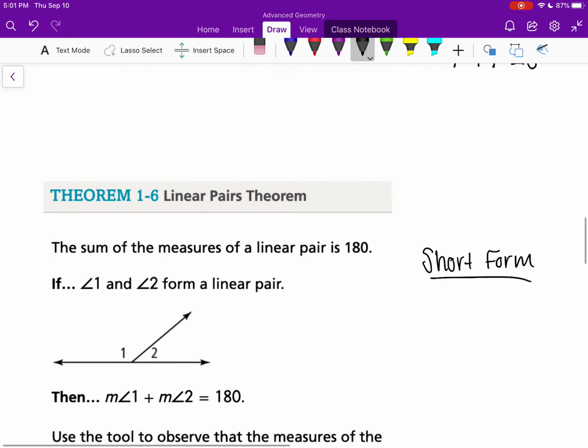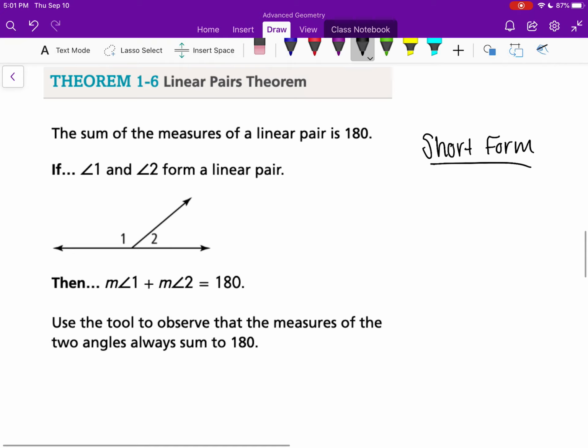Oh, just kidding. There's one more. It's a big one. I can't believe I forgot it. I got excited to move on. The linear pairs theorem. This is one you'll probably use a lot. It's the sum of the measures of a linear pair is 180 degrees.